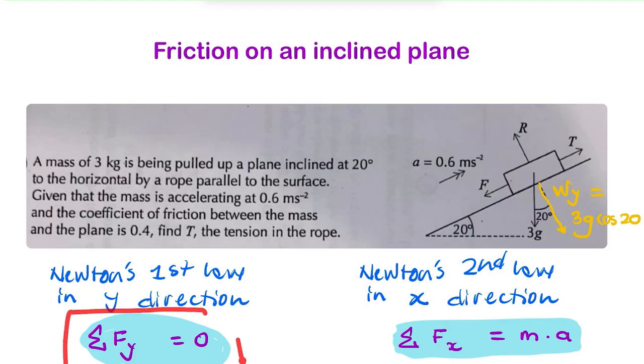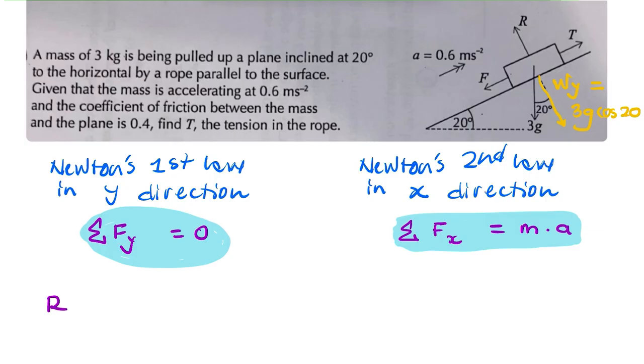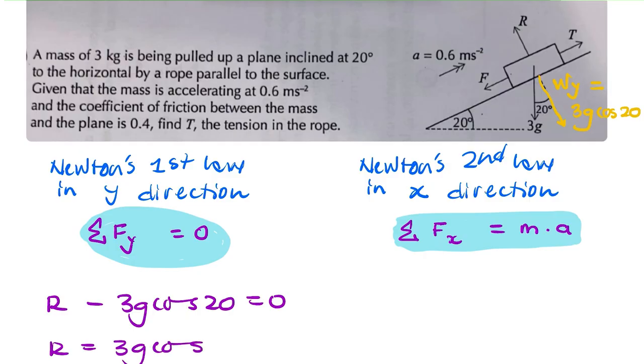And the sum of these two forces, that's R and 3g cosine 20, should equal 0 because the object isn't moving in the y direction. There's no acceleration, there's no movement. It's in contact with the plane. So we can say R minus, because it's in the opposite direction, 3g cosine 20 equals 0. So R equals 3g cosine 20. So there we have the value of R.